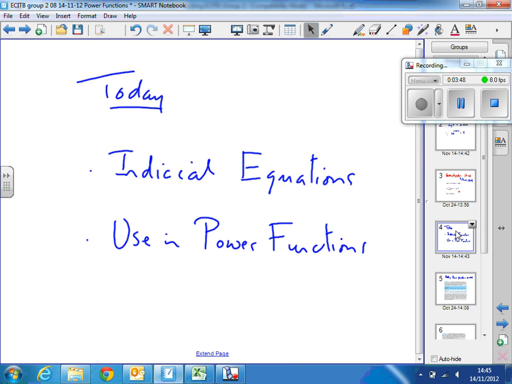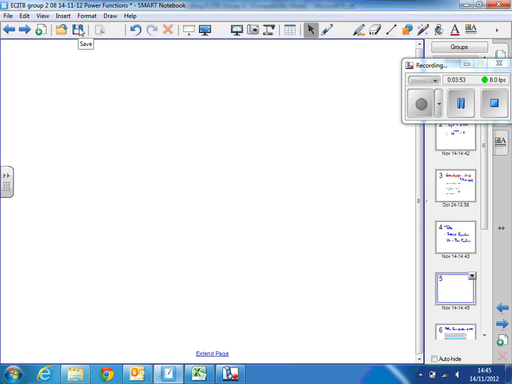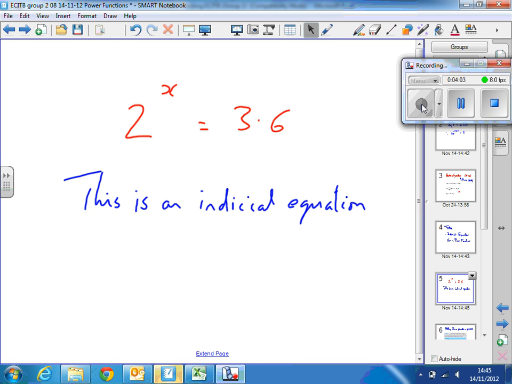First thing then is to try and use this idea to solve indicial equations. So let's look at an example. 2 to the x equals 3.6. It's called an indicial equation, this, because it involves the power. In this particular example, we've got to find the power x. So if the power is part of the problem, in a way, it's an indicial equation. So in this case, we've got to find the power. And invariably, if you've got an indicial equation where the power is involved, we use logarithms.